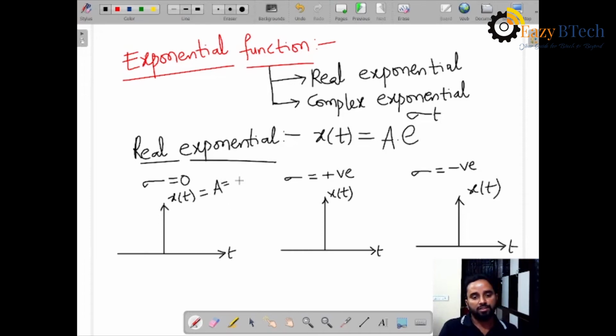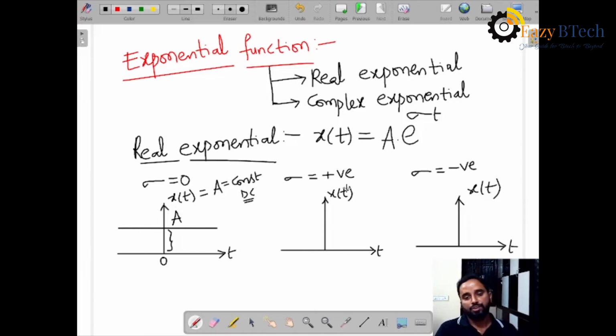A means what? Constant or a DC. The amplitude is A. So draw a constant line having amplitude A. That is the answer. If sigma is equal to 0, we are getting a constant.